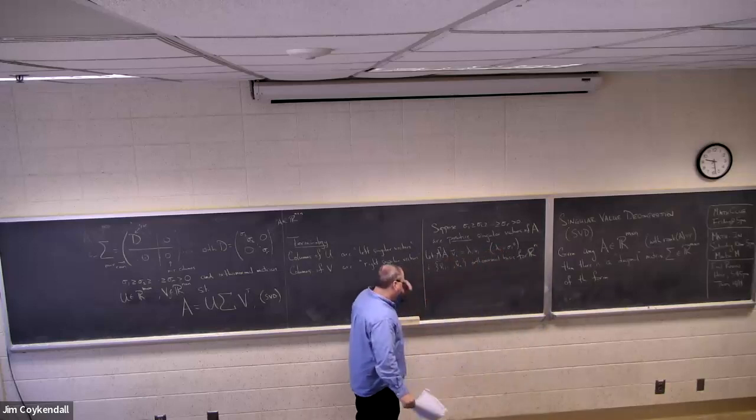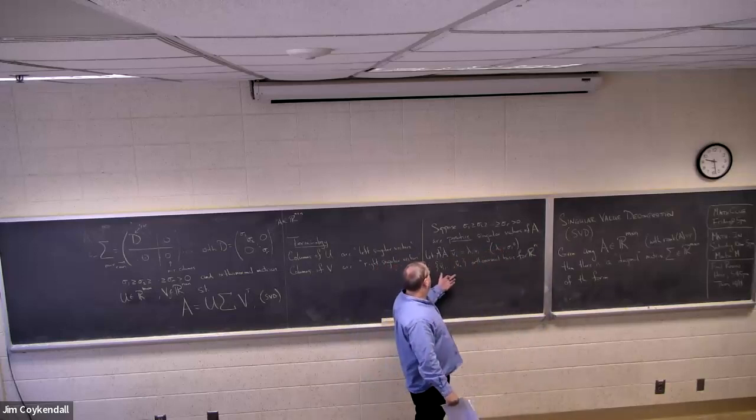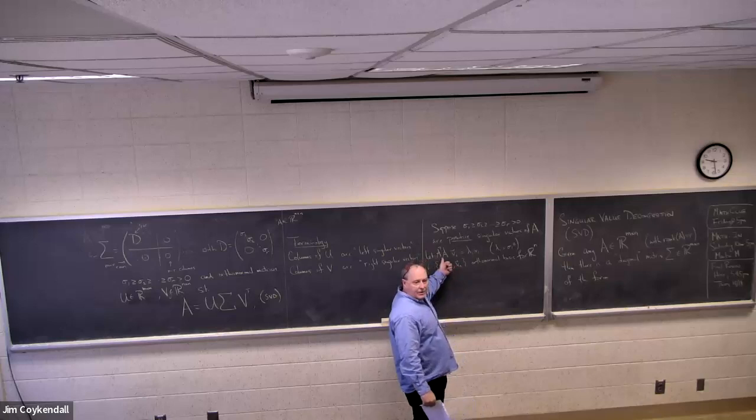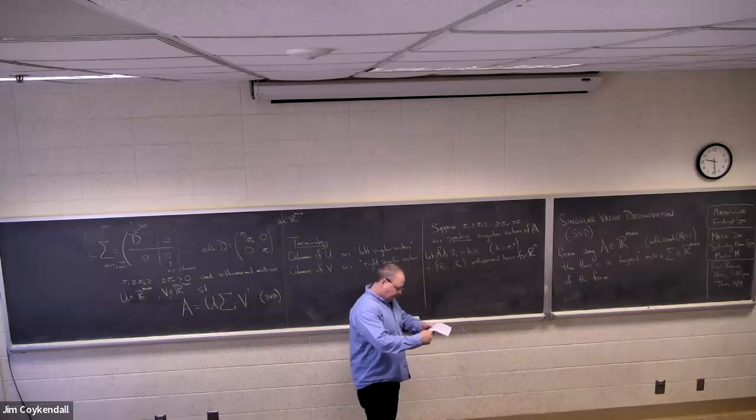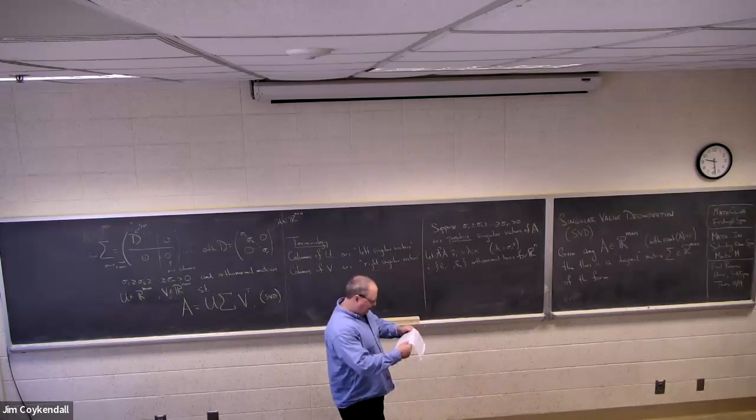So this is just like the beginning of our discussion. A transpose A is an n by n matrix, and it's symmetric. So we form an orthonormal basis of eigenvectors of this. Here are the eigenvectors, here they are as an orthonormal basis. So that's collecting my notation here.